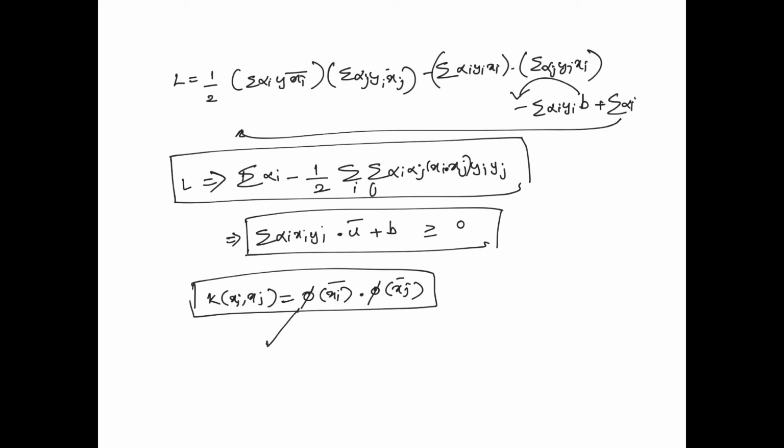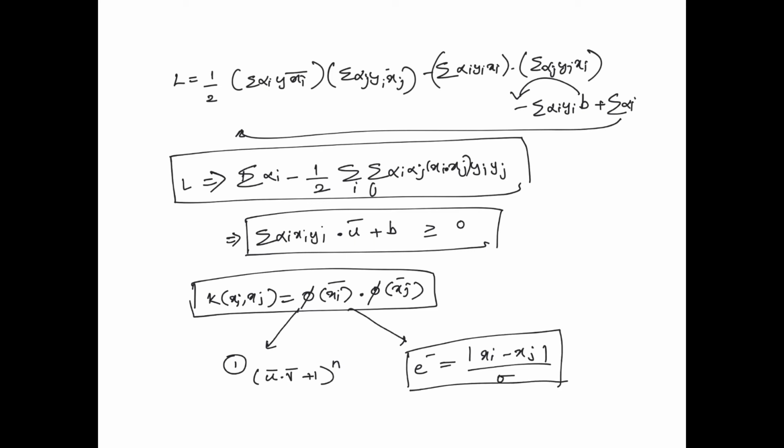And this depends on two different formulas which we're going to be using. The first one is u bar into v bar plus 1 whole to the power of n. We have another one, e power minus the magnitude of x i minus x j, divided by sigma. So these two are two case conditions for this. That's it, guys. So that's all there is to support vector machines.